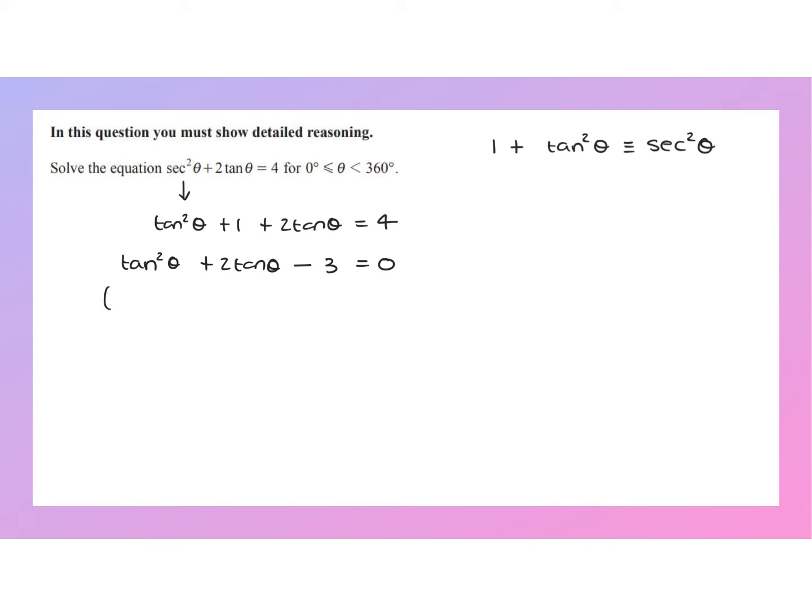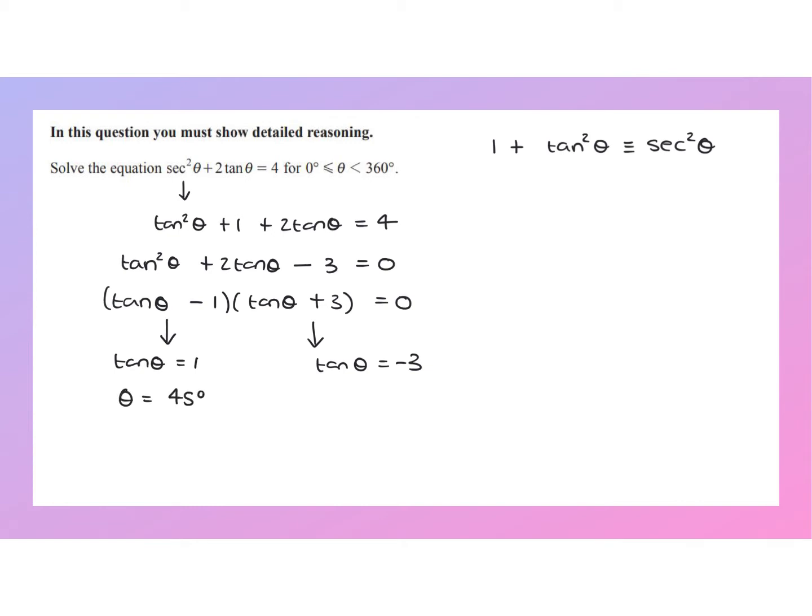And it looks like this is going to factorise. So tan theta minus 1, tan theta plus 3 equals 0. You can always check by expanding back in your head. And this then gives us tan theta equals 1, or tan theta equals negative 3. And this will then give us multiple answers. The easy one is tan theta equals 1. Theta then equals 45 degrees.